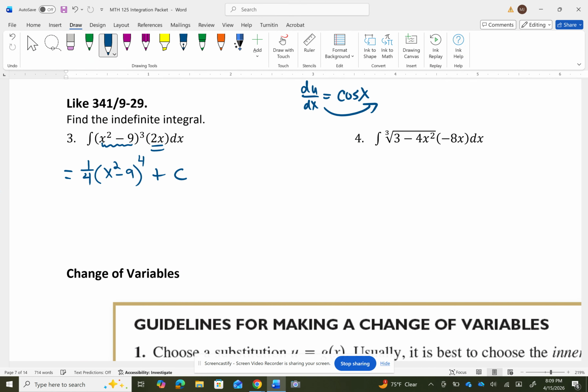Now, remember on these, especially if you're going to do it using pattern recognition, that your check would be coming in and doing the derivative with respect to x. So your check would be coming in and seeing, okay, I'd bring the 4 down, I'd subtract 1, and I'd do the derivative of the inside. The derivative of c would have been 0 because it's a constant, and then I would have gotten the x squared. I would have gotten what I needed right here. I would have gotten the x squared minus 9 to the third with that 2x.